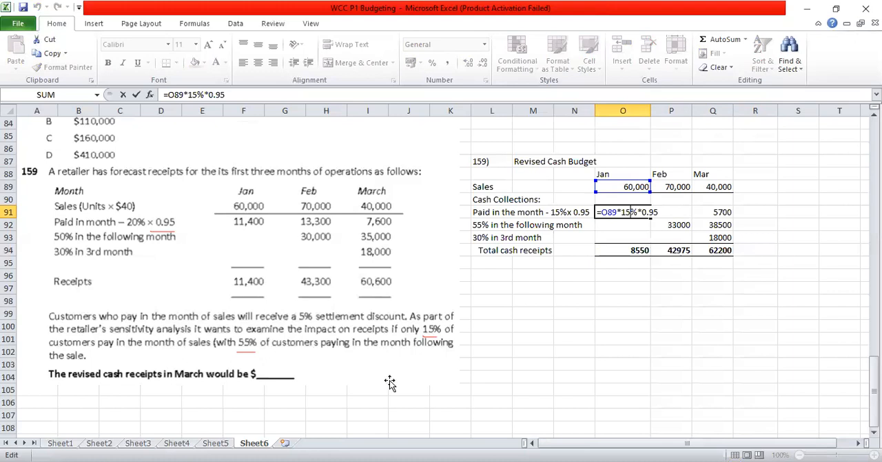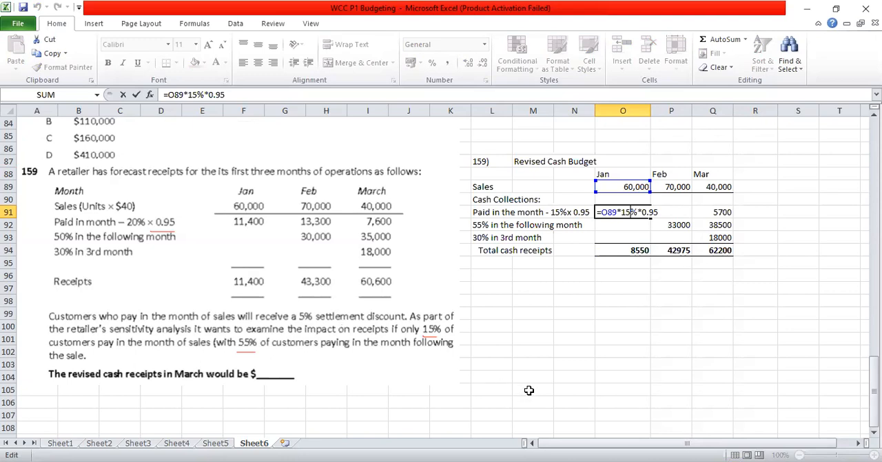The question says, see the details given in the table. We see that the percentage of customers who would be paying in the same month is 20%. If they pay in the same month, they can avail a discount of 5%. That is also mentioned: customers who pay in the month of sale will receive a 5% settlement discount. So instead of 100%, they would be paying only 95%. But now they want to test what if only 15% of the customers avail the discount.